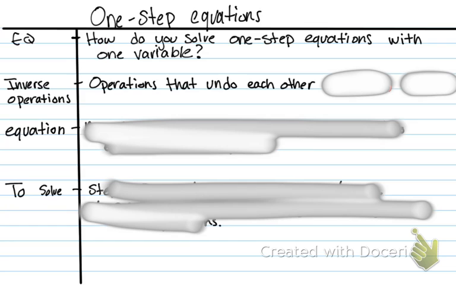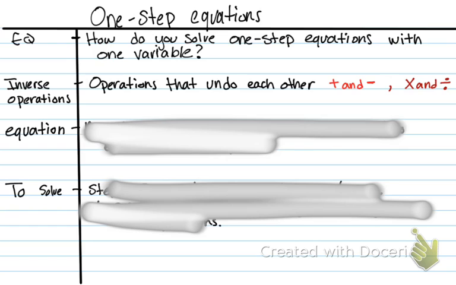So when we talk about adding, the inverse operation for adding is going to be subtracting, because when you add something and you subtract it, it undoes that operation. Okay, another example would be multiplication. Its inverse operation would be division, because you can undo multiplication by dividing.